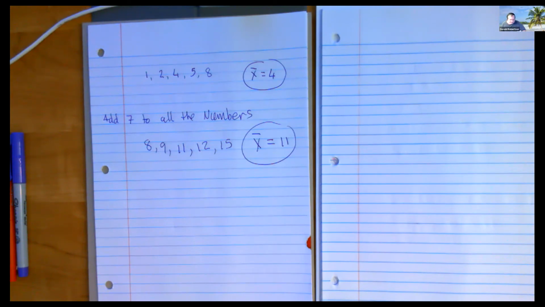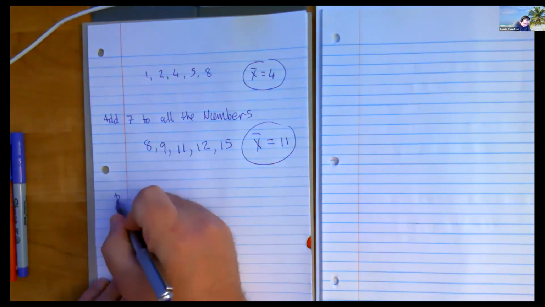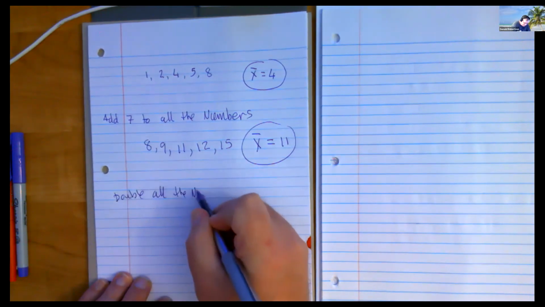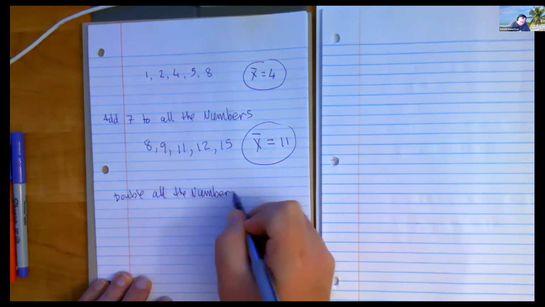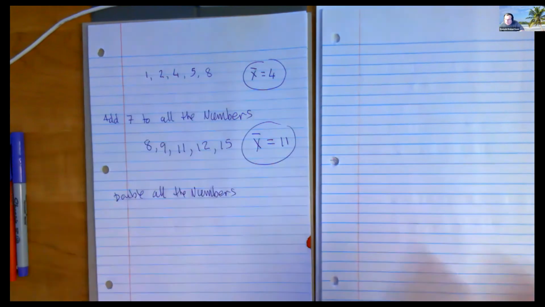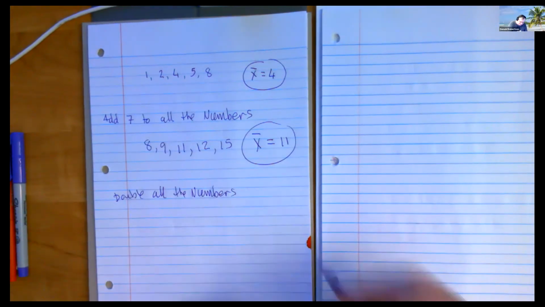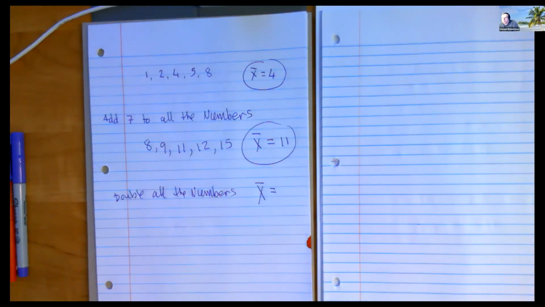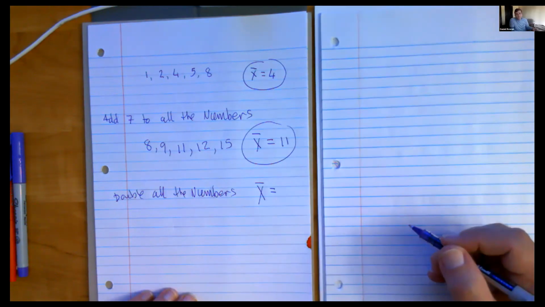Agreed? Now, suppose you double all the numbers. This time, I'm not even going to write it down. 2, 4, 8, 10, and 16. Suppose I doubled all the numbers in my data set without even doing a calculation. It's reasonably easy to make a prediction. What do you think the new mean is going to be of the doubled data? 8. 8.